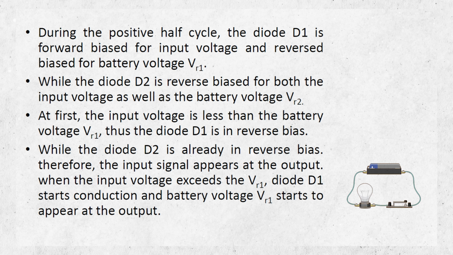So, at first the input voltage is less than the battery voltage VR1, thus the diode D1 is in reverse bias, while the diode D2 is already in reverse bias condition. Therefore, the input signal appears at the output. When the input voltage exceeds VR1, diode D1 starts conduction and the battery voltage VR1 starts to appear at the output.